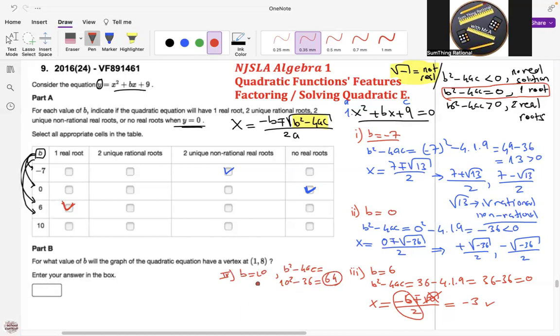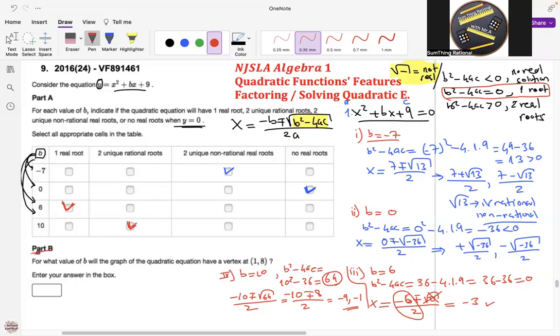Now we have roots: negative 10 plus minus square root of 64 divided by 2. The square root of 64 is a perfect square, so it comes outside as 8 divided by 2. Negative 10 minus 8 divided by 2, one of the roots is negative 9. Negative 10 plus 8 is negative 2, divided by 2, the other root is negative 1. So we have two distinct rational roots. These four cases we have already analyzed.